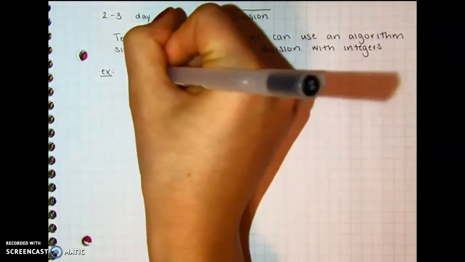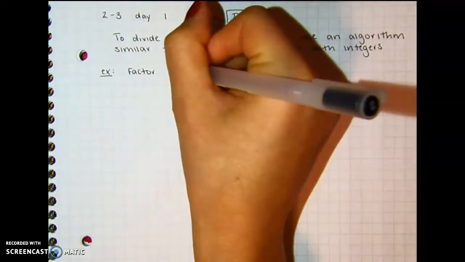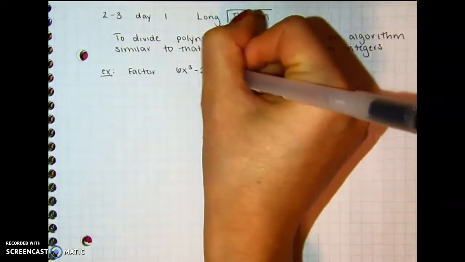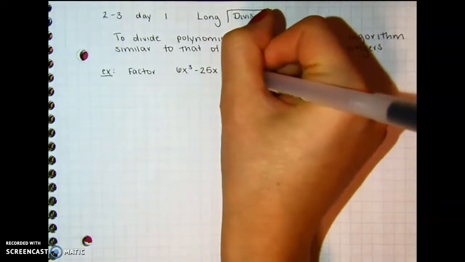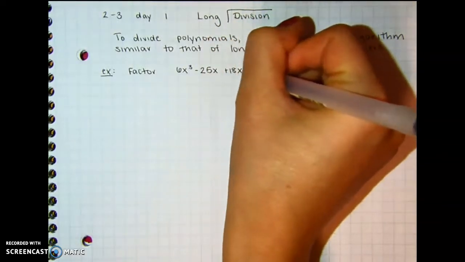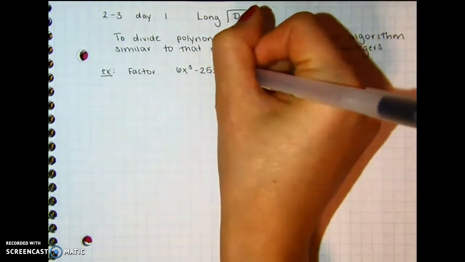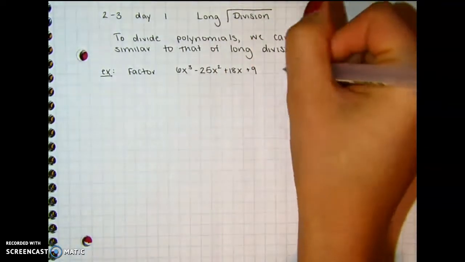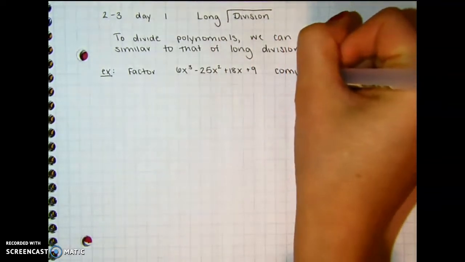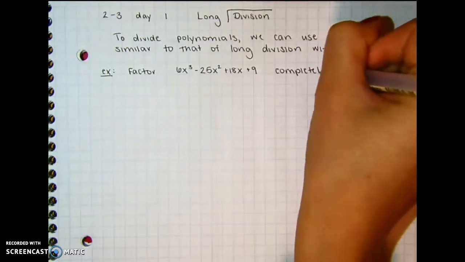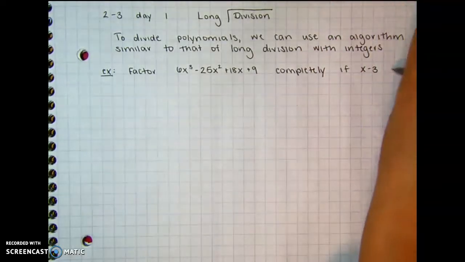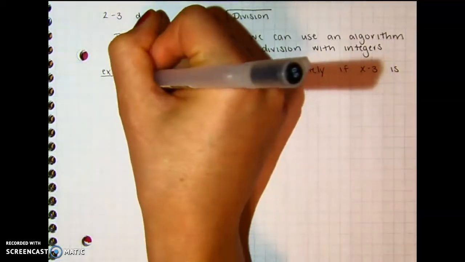Factor 6x cubed minus 25x squared plus 18x plus 9. So factor completely if x minus 3 is a factor.